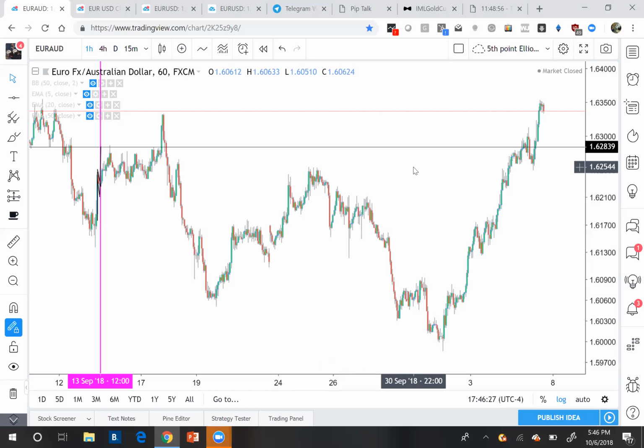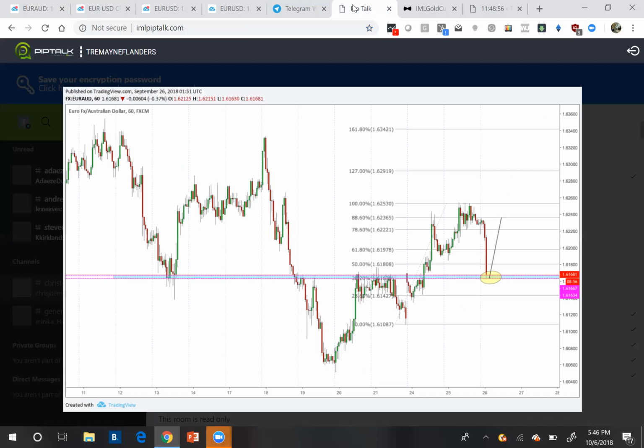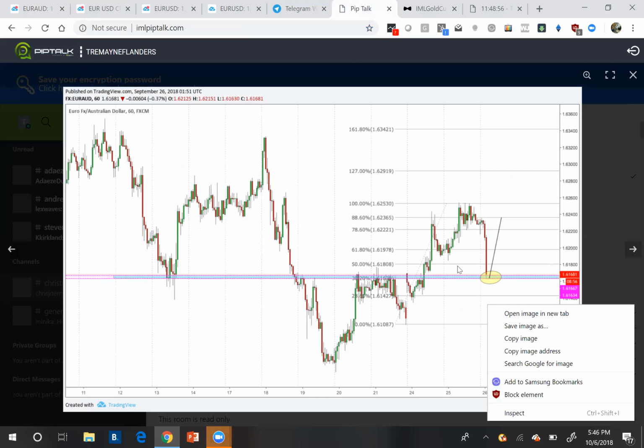All right, so we're looking at the pip talk. We're looking at Christopher Derrick's trade setup on the 26th, I believe. He was looking at this move going up, and he was expecting a rebound on the 618. So let me see. He ran the Fibonacci, and he was expecting this bounce here.